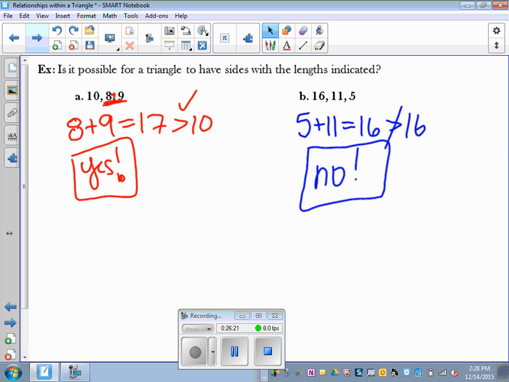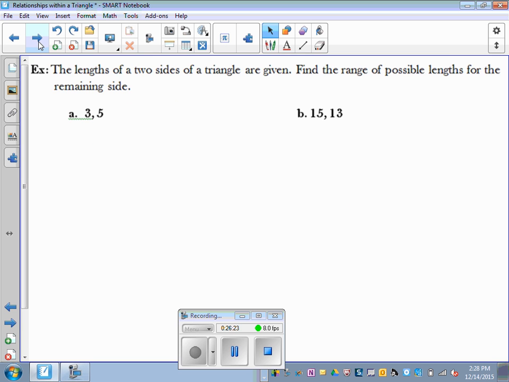Alright, now finally making us do some actual thinking with these types of problems is they give us two lengths of the side, so they give us two sides, and they ask what is the possible range of values for that third side. Okay, so again, remember for the triangle inequality theorem, any two of the sides added together has to be larger than the third side. So we don't know what that third side is, so let's call it x.